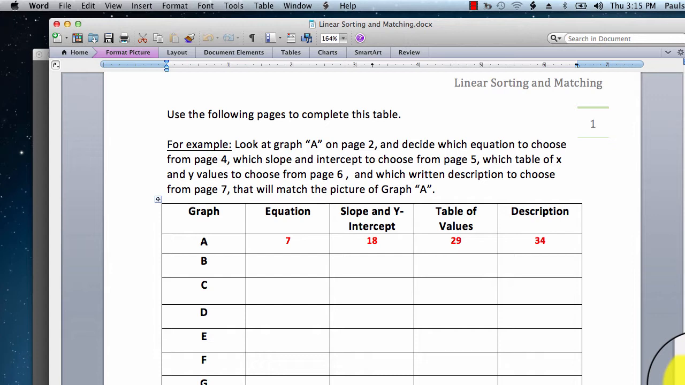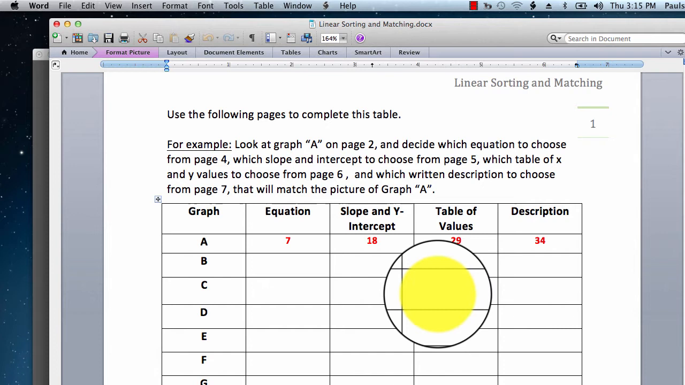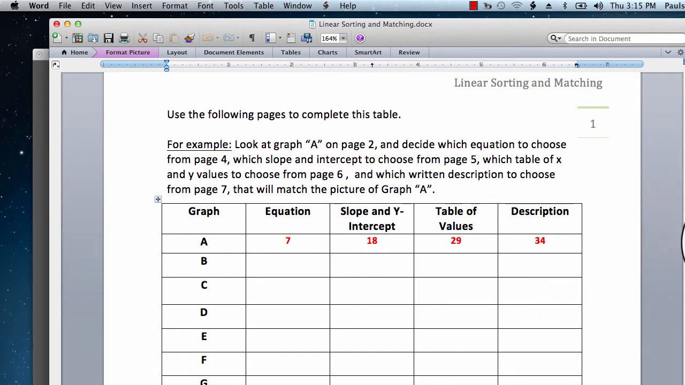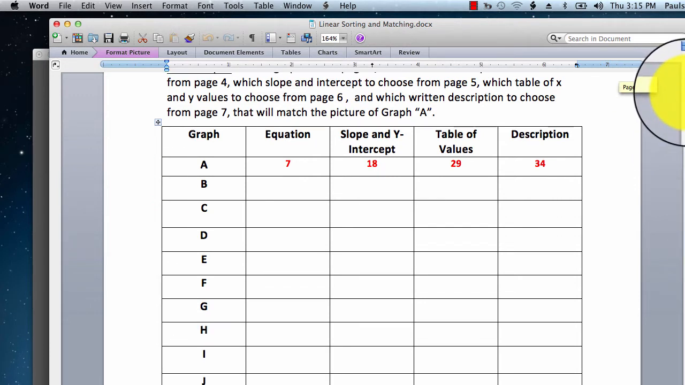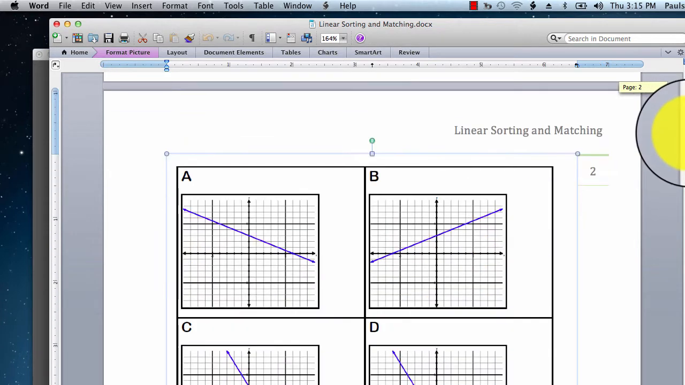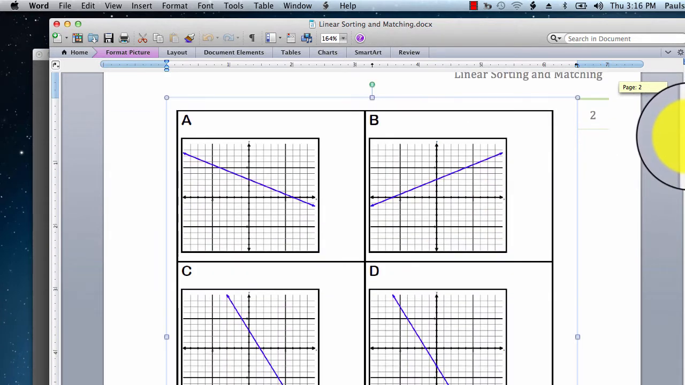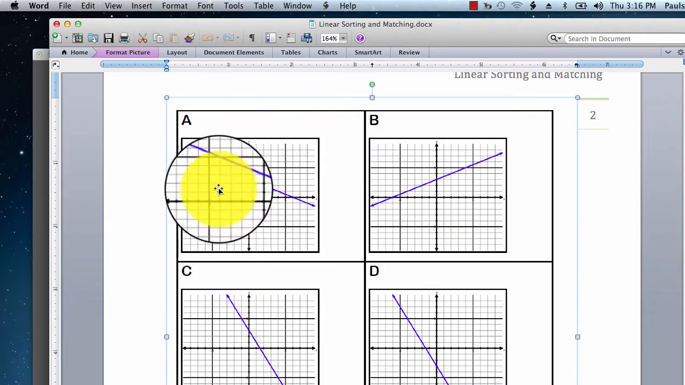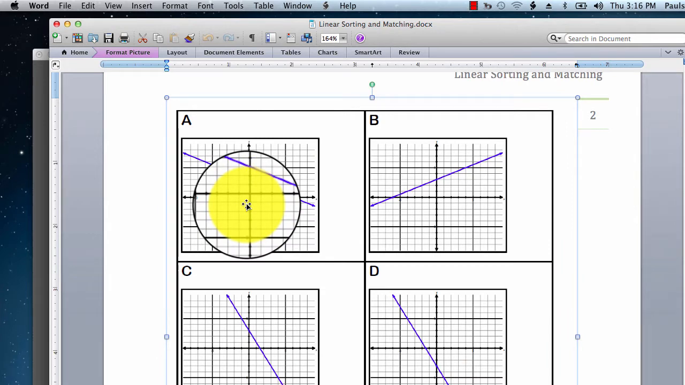Anyway, these are the directions on how to do the linear sorting and matching worksheet. There's a lot of instructions, so I thought it'd be a good idea to just show you how to do graph A. I gave you the answers to it, but that may not be enough. When you're looking at graph A, this is going to give you enough information to at least get started.